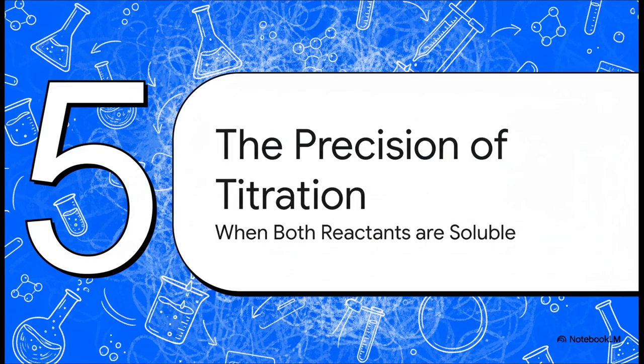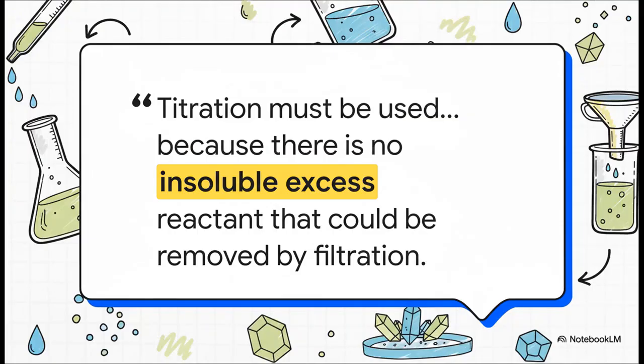All right, now for our final path. This is the one you have to take when you're making a soluble salt from two soluble reactants, like an acid and an alkali. You can't just add extra and filter it out. For this, you need the elegance and, well, the precision of titration. And this quote right here, it sums it up perfectly.